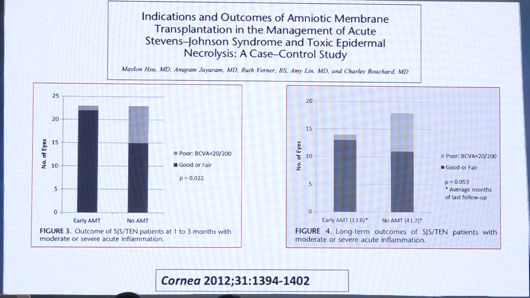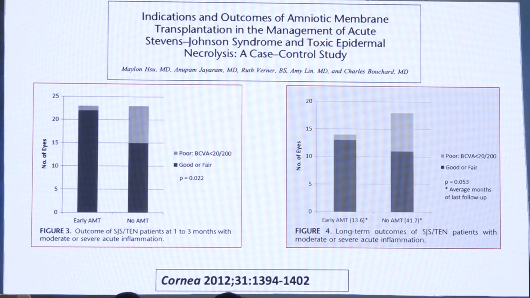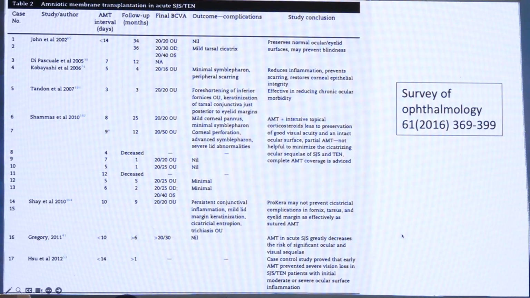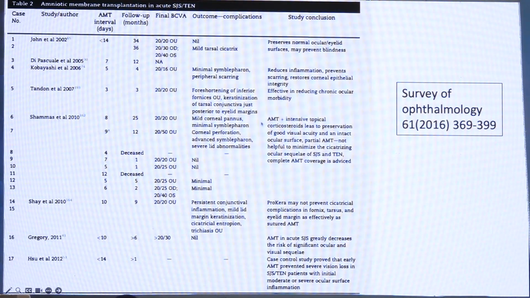So it has been found that all the data showed that patients who didn't have AMT have poorer best corrected visual acuity, less than 20 by 200, even in 1 to 3 months post-operatively. And those who are having AMT, even long term, the outcomes of visual acuity are quite better in comparison to no AMT. And on all the studies, they showed that there are minimal or nil complications.